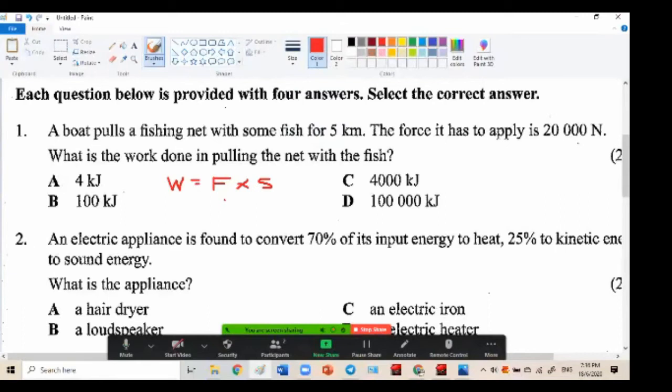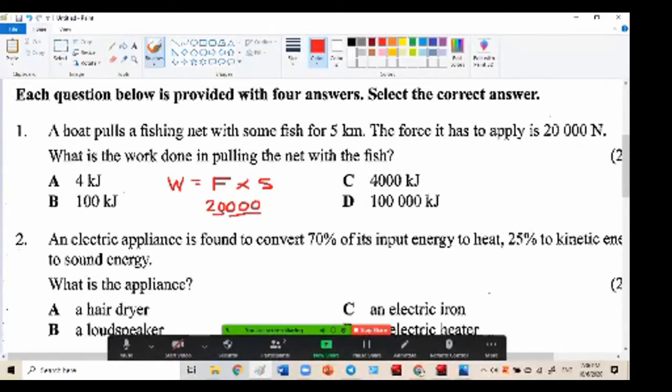20,000 times 5. Are you sure? Yes! How's it wrong? How's it wrong? 20,000 divide. How's that divide? Nobody said. Wait, that's distance. Distance. Do you understand? Then divide by 5. What?